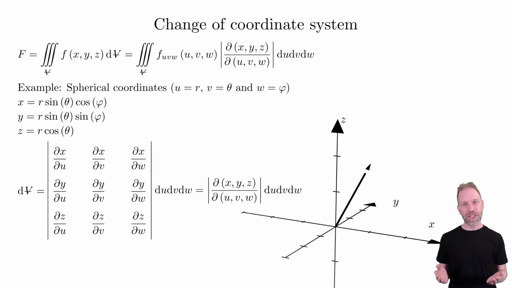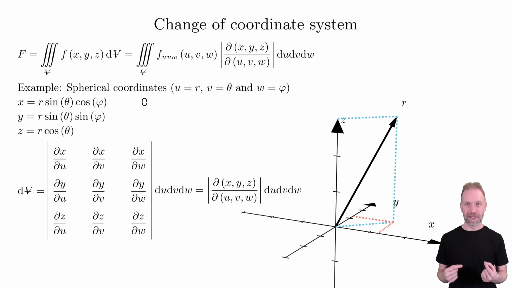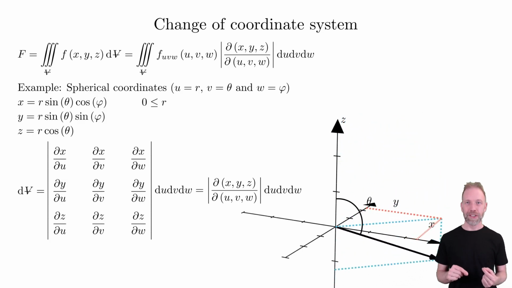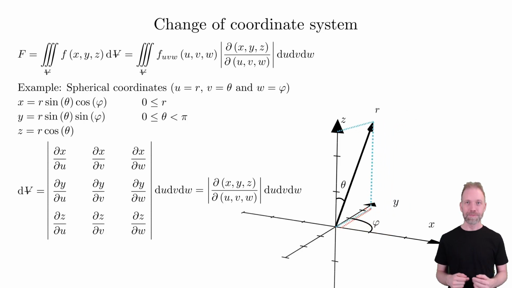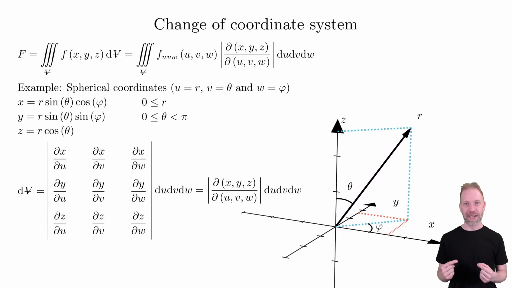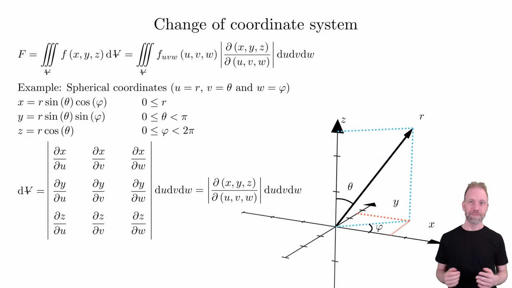Let's do a quick visual recap of how spherical coordinates work. R is the length of the position vector. Hence, it's always larger or equal to 0. Theta is the angle between the z-axis and the position vector. Theta is a value between 0 and 180 degrees, or 0 and pi if you use radians. Phi is the angle between the x-axis and the projection of r on the xy plane. This one has a value between 0 and 360 degrees, or 0 and 2 pi.